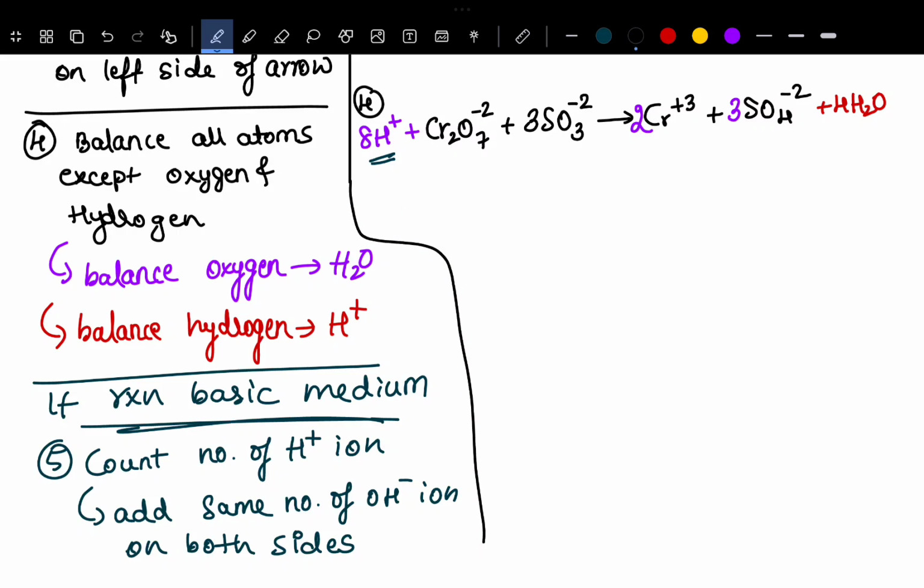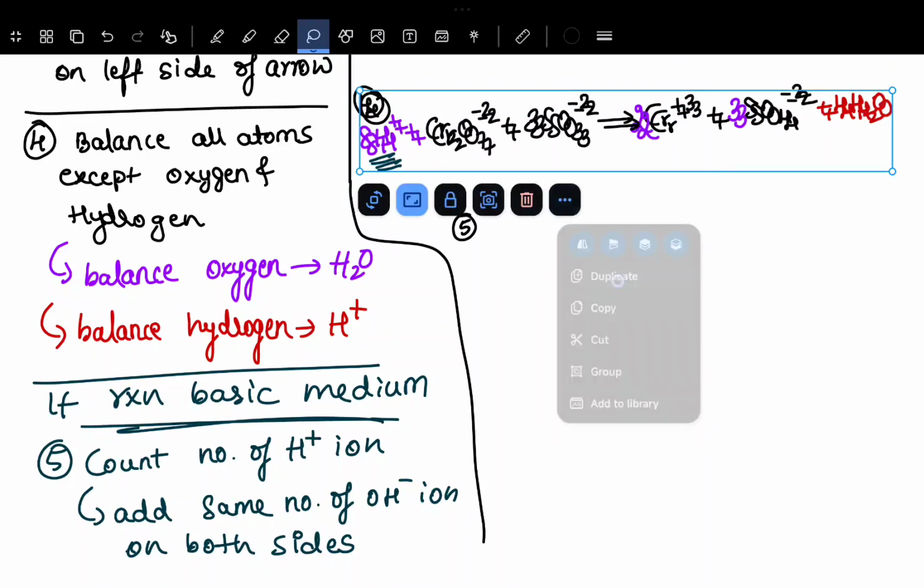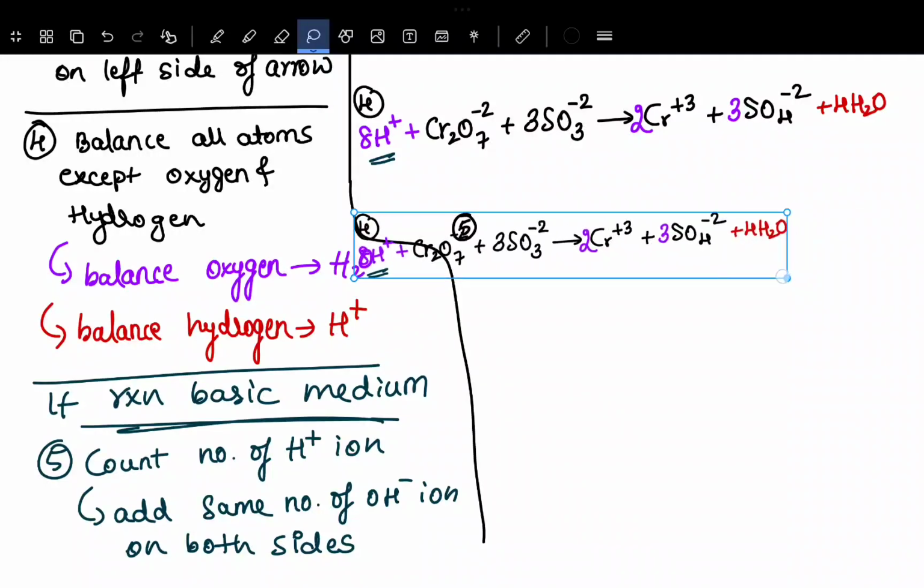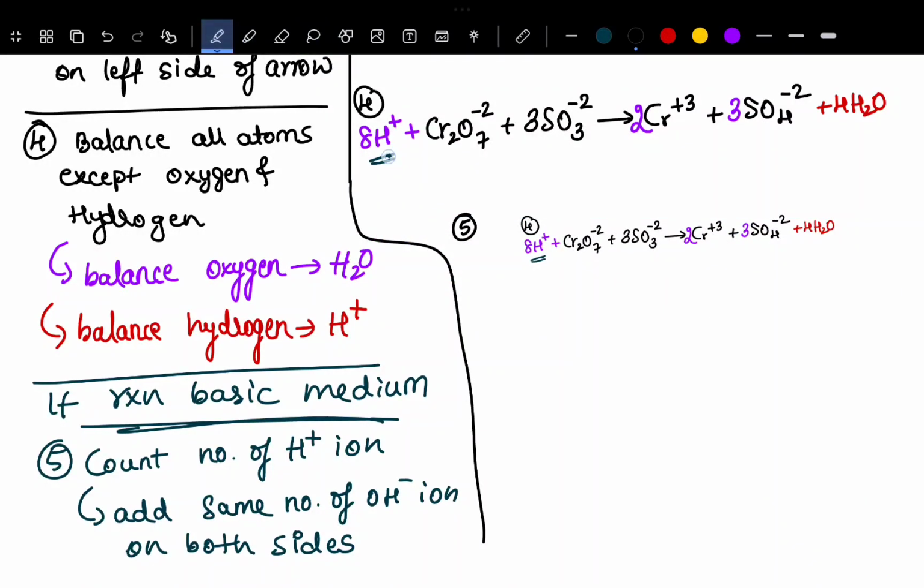I'll rewrite this equation. See here, instead of rewriting, I'll just copy this. Duplicate. So yes, we have this reaction. What do I need to do here? First you have to count the number of H plus. In this reaction total we have 8 H plus. Then I have to add the same number of OH minus on both sides. Since there are 8 H plus, we need to add 8 OH minus on both sides.